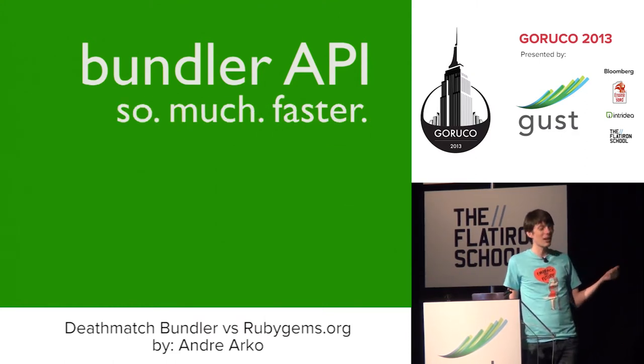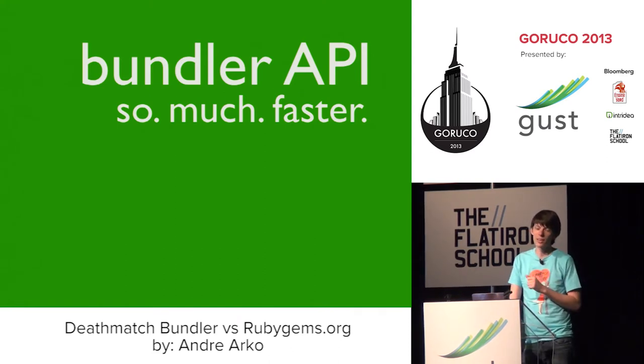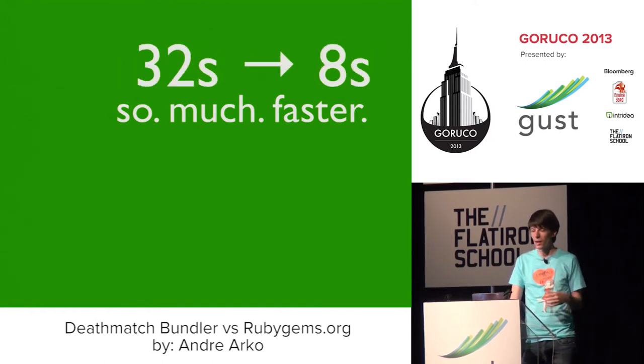1.1, with the API, so much faster, on a kind of toy gemfile. I mean, it basically only had Rails and two other gems in it. But bundle install from 1.0, 32 seconds. Bundle install 1.1, 8 seconds. This is a pretty big improvement.